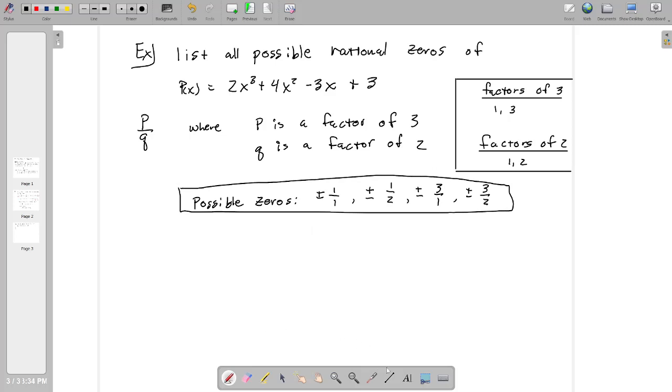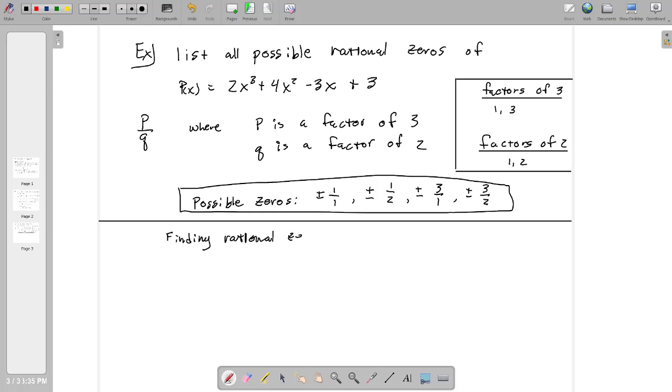Now, it is possible that none of them are actually zeros of the polynomial. We could have purely irrational zeros for this polynomial. It's unlikely. Remember, we're only listing rational zeros. It is possible that we have irrational zeros as well that we can't list here.